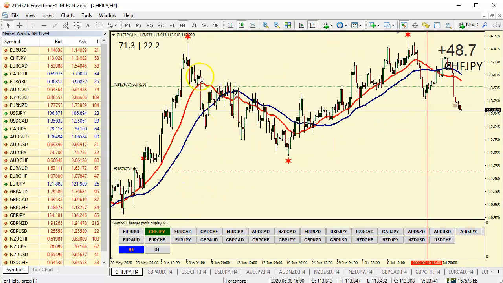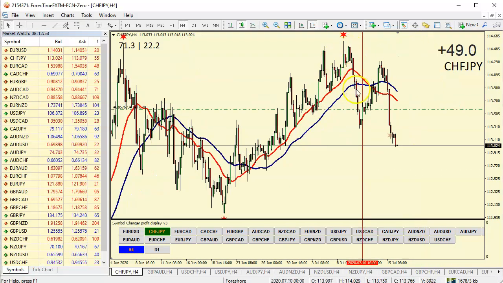Okay, and then when it crosses over again, this is your sell signal. It came down reasonably and then crossed back up again. This is your buy signal, and it went up reasonably. Okay, crossed down again. This is your sell signal.